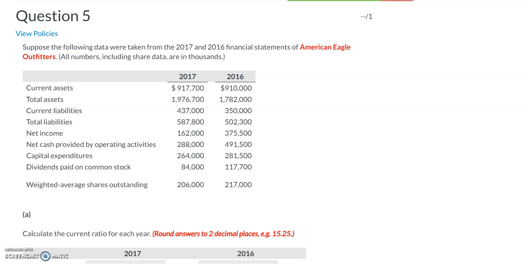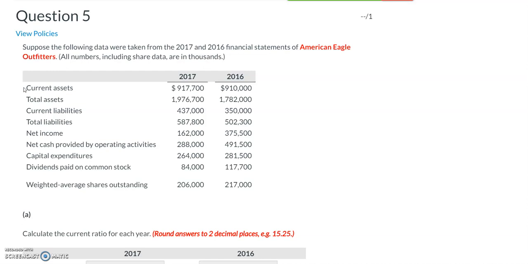And we have three major types of ratios. We have liquidity ratios, solvency ratios, and profitability ratios. So you also want to be aware of what it is that you're computing. So in this problem, we are given some data. The data that we're provided with is coming from the financial statements.